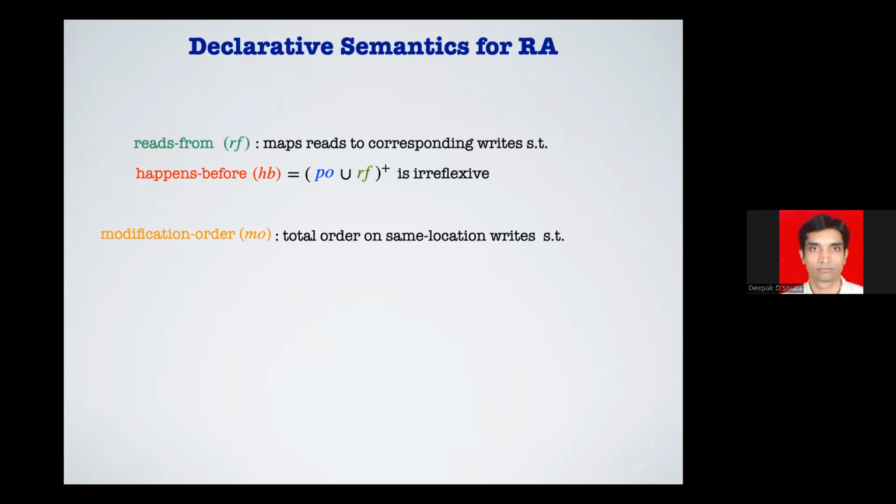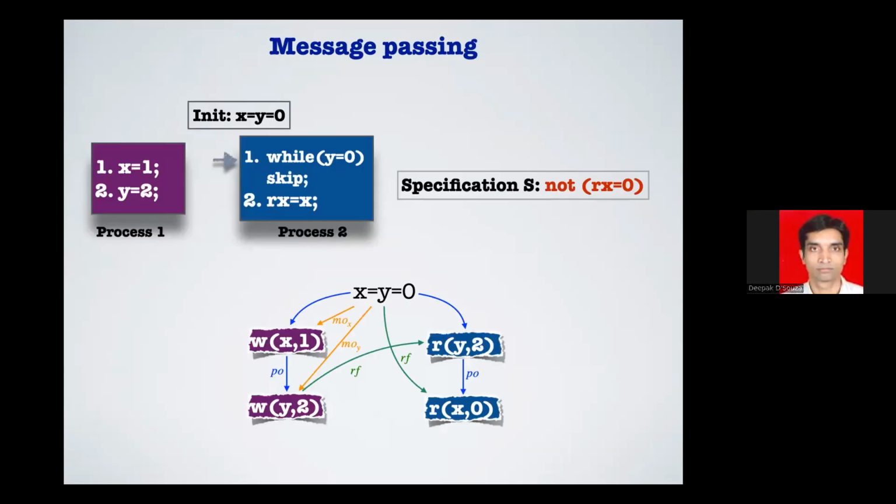Sorry, Krishna, can you explain that execution graph again? And what is that happens before edge? How did you get that?